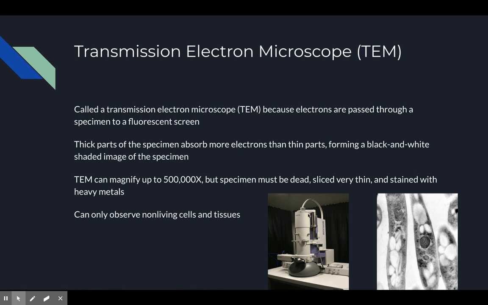And electrons are passed through the specimen onto a screen. And this is what would show up on the screen. So notice how the thicker parts of the specimen are shaded darker because more electrons have been absorbed there versus these lighter parts.